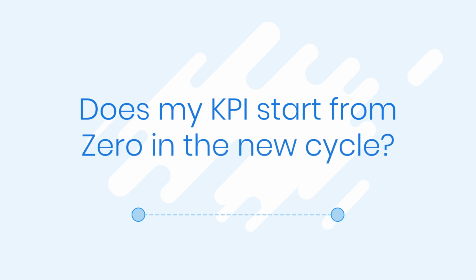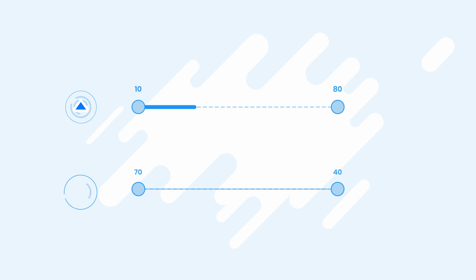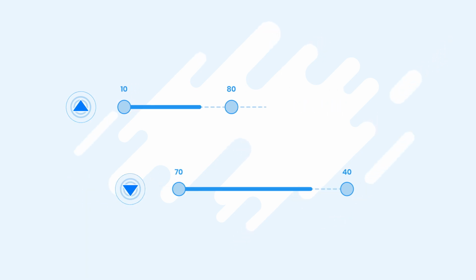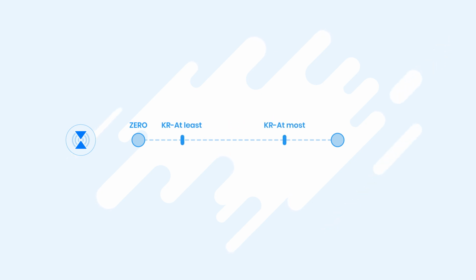Lastly, when you want to either increase or decrease a KPI, ask yourself, does my KPI start from 0 in the new cycle? If no, it's straightforward. Choose increase or decrease KPI accordingly. If the answer is yes and your KPI does reset to 0, it could be more practical to use either the control KPI KR at least or KR at most accordingly.